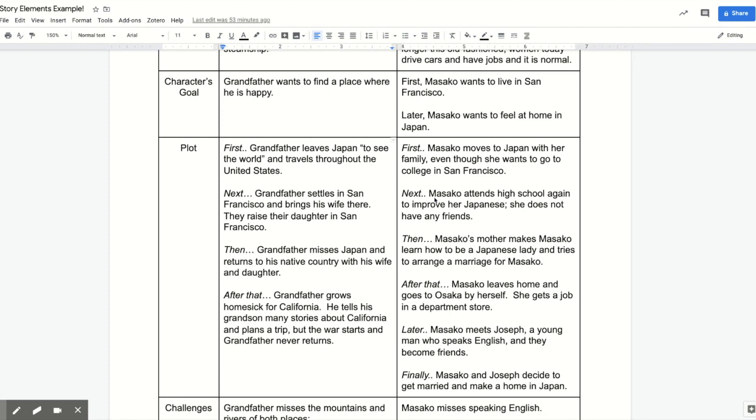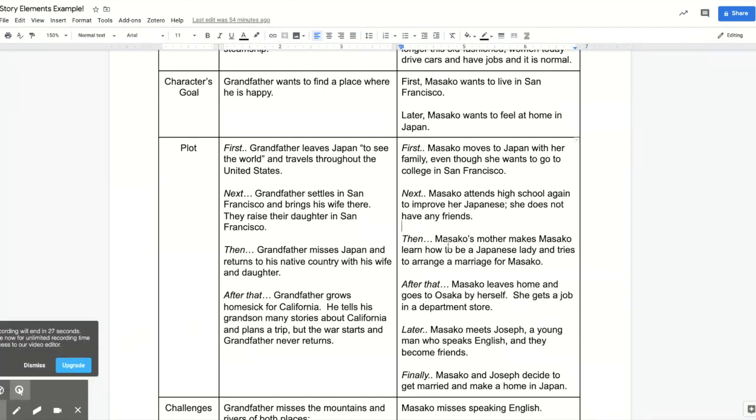So, for those of us that say that she was able to speak Japanese when Masako first moved to Japan, it doesn't say specifically whether she knew any Japanese or not, but we know that she didn't know enough Japanese to be able to apply to college. So she needed to attend high school again because her Japanese was not great. Okay. And she does not have any friends, right? We know that in the text, it talks about how she wanted to speak to the teacher who taught English, but even the teacher who spoke English refused to be friendly with her.